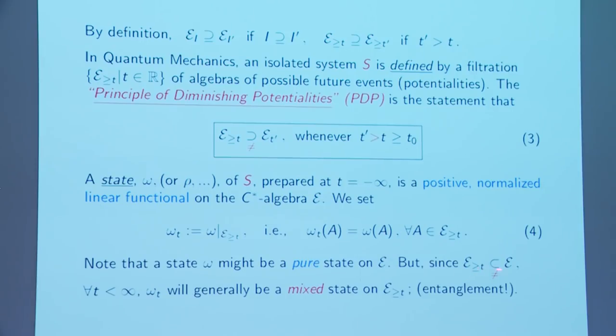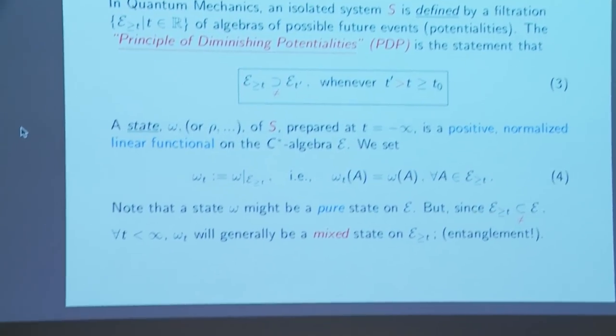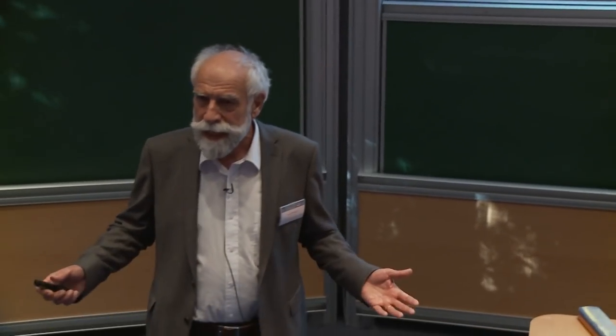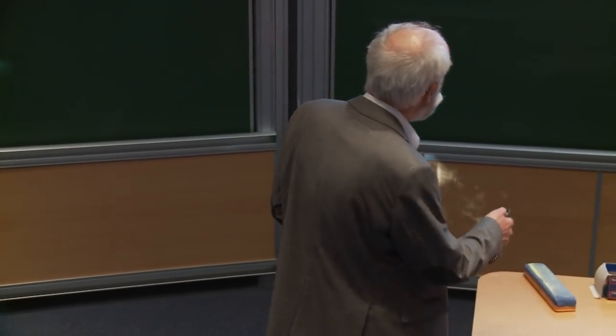But since E greater or equal to t sits inside E properly, it might be a mixed state on E greater or equal to t, just by entanglement. In fact, for realistic models, the algebras E greater or equal to t will be type III-1, I believe, and then there are no pure states that are continuous. Okay, so in fact, it's another mistake we make in our courses on quantum mechanics. We always act as if pure states were what we should talk about. But in fact, pure states never appear in nature. Only mixed states appear. And here you now understand why.